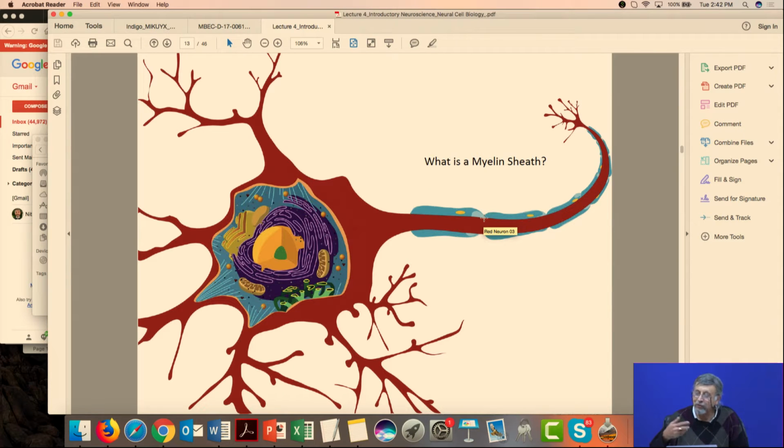The myelin, it looks cute like this. In reality, it's kind of like another cell. There are certain cells called Schwann cells. They kind of wrap around, and they're also all three-dimensional. So I think this is a nice artistic simplification.